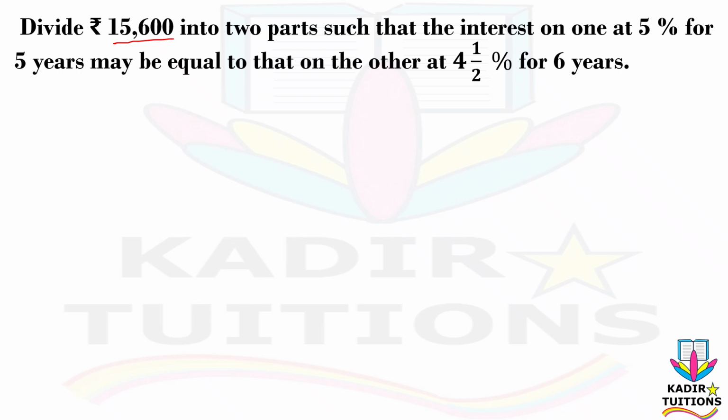Divide 15,600 into two parts such that the interest on one part at 5% for 5 years may be equal to that on the other at 4.5% for 6 years. So first we will make a framework of this question.